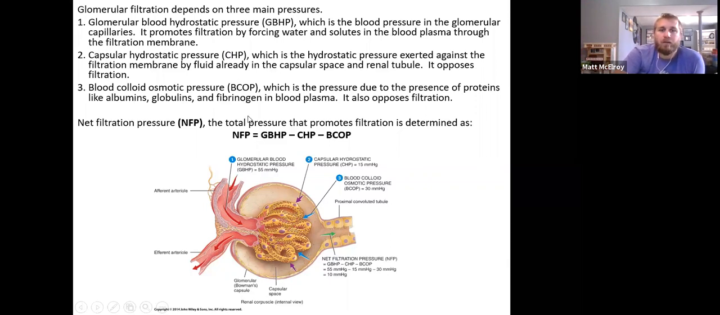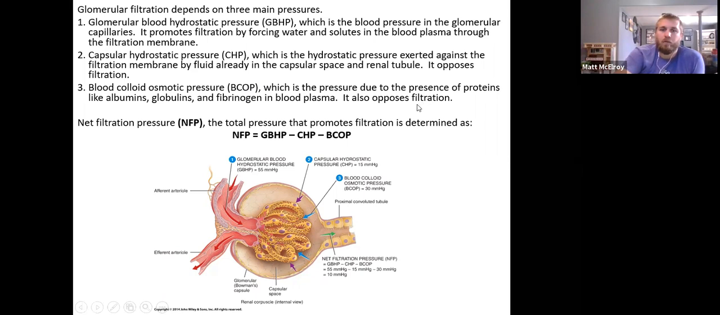The other two actually oppose that. Looking at our figure, we show some arrows pointing in. These purple arrows represent the capsular hydrostatic pressure, or CHP. This is the pressure exerted against the filtration membrane by fluid already inside the capsular space and the renal tubule. So there's fluid in here, which is going to oppose the movement of more fluid out. The third pressure is the BCOP, blood colloid osmotic pressure, which is pressure due to the presence of proteins like albumins, globulins, and fibrinogen in our plasma. Both CHP and BCOP oppose filtration.